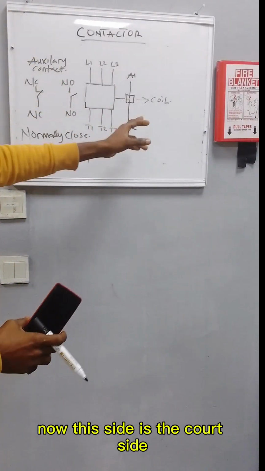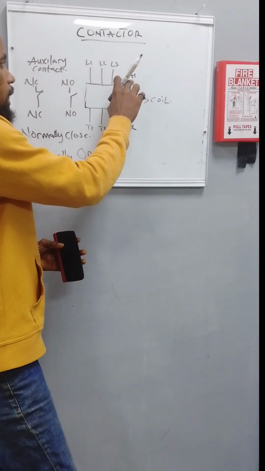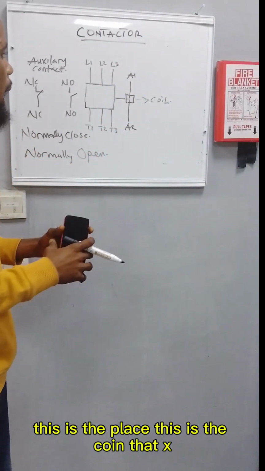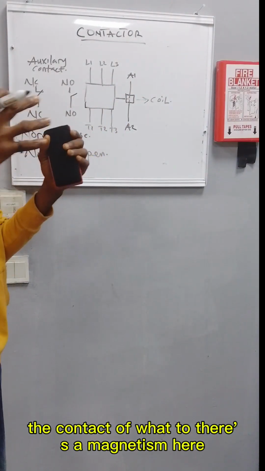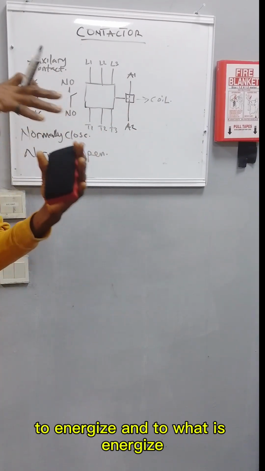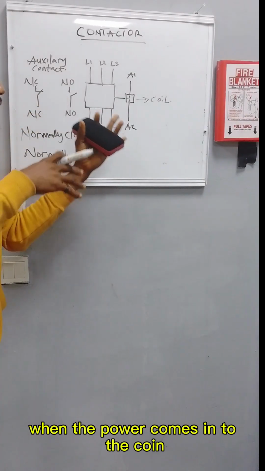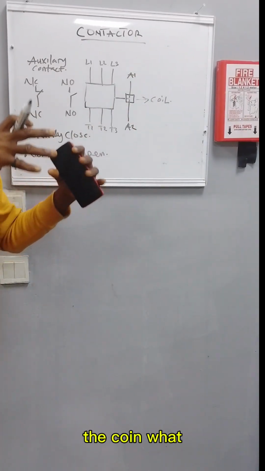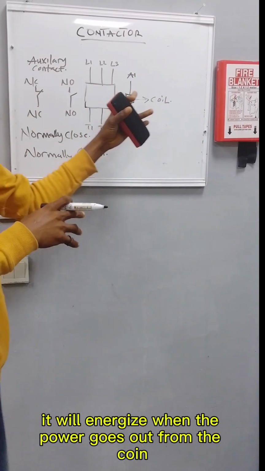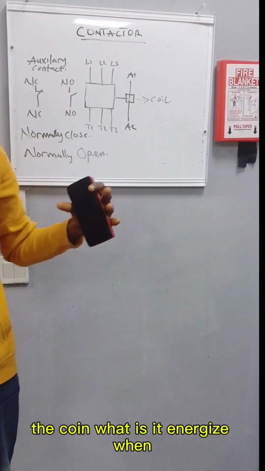And this side is the coil side. What do you mean by coil? This is the coil that operates the contactor. There's a magnetism here that makes the contactor energize and de-energize. When the power comes into the coil it will energize, and when the power goes out from the coil it de-energizes.